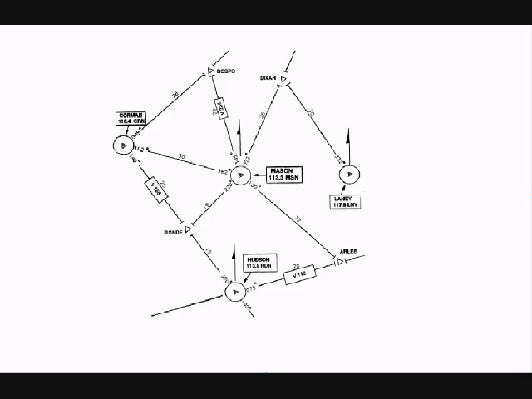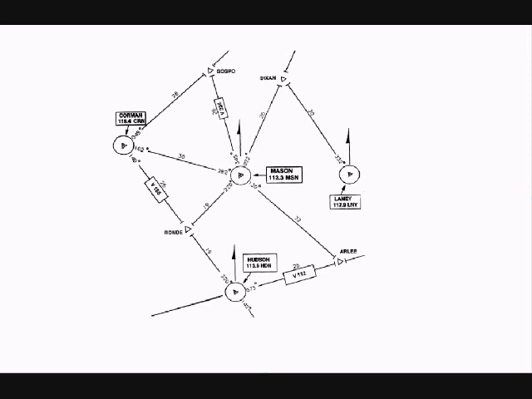Okay, so today I'm going to give you a very basic introduction to VOR navigation. VOR stands for Very High Frequency Omnidirectional Range. It's a mode of navigation that pilots use in order to navigate the aircraft from one point to the other.